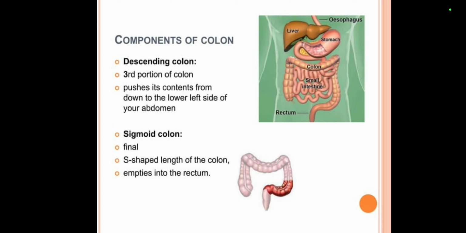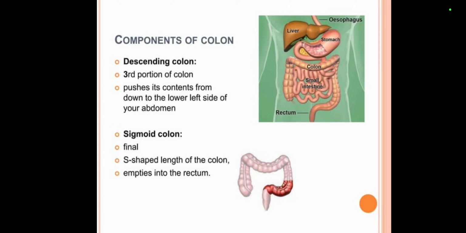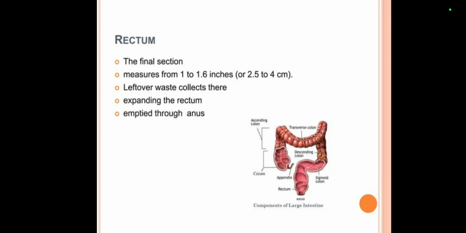The last one is the sigmoid colon. This is the final portion. It is usually an S-shaped length of the colon, and it empties into the rectum. After the contents or the food have already been in the left side of your abdomen, they will pass through the sigmoid colon, and it will empty into your rectum. So those are the components of your colon.